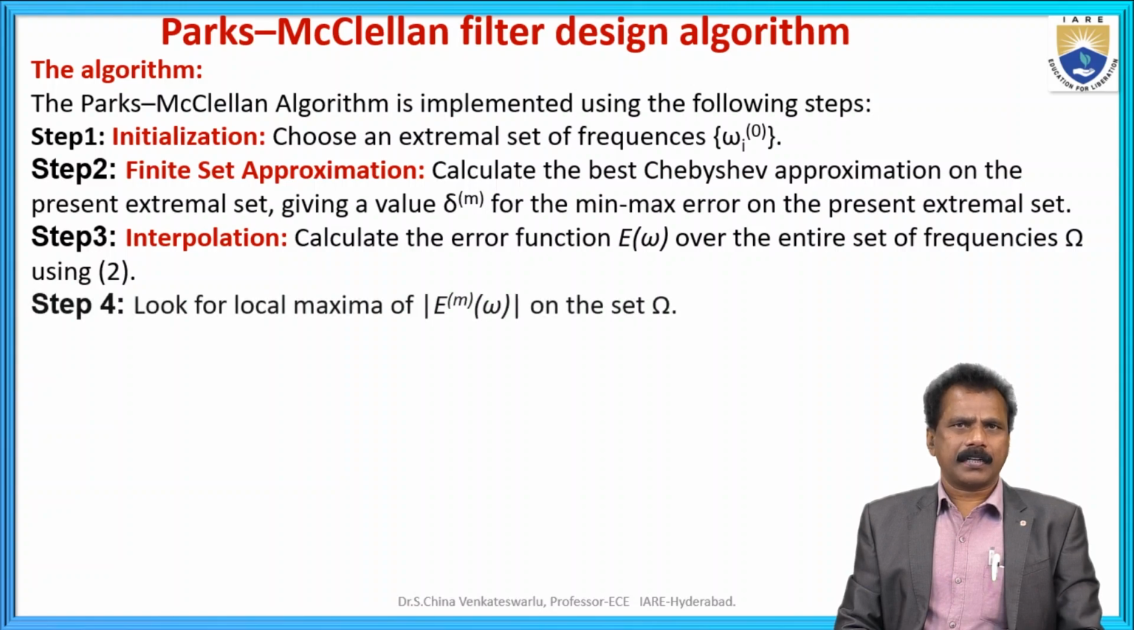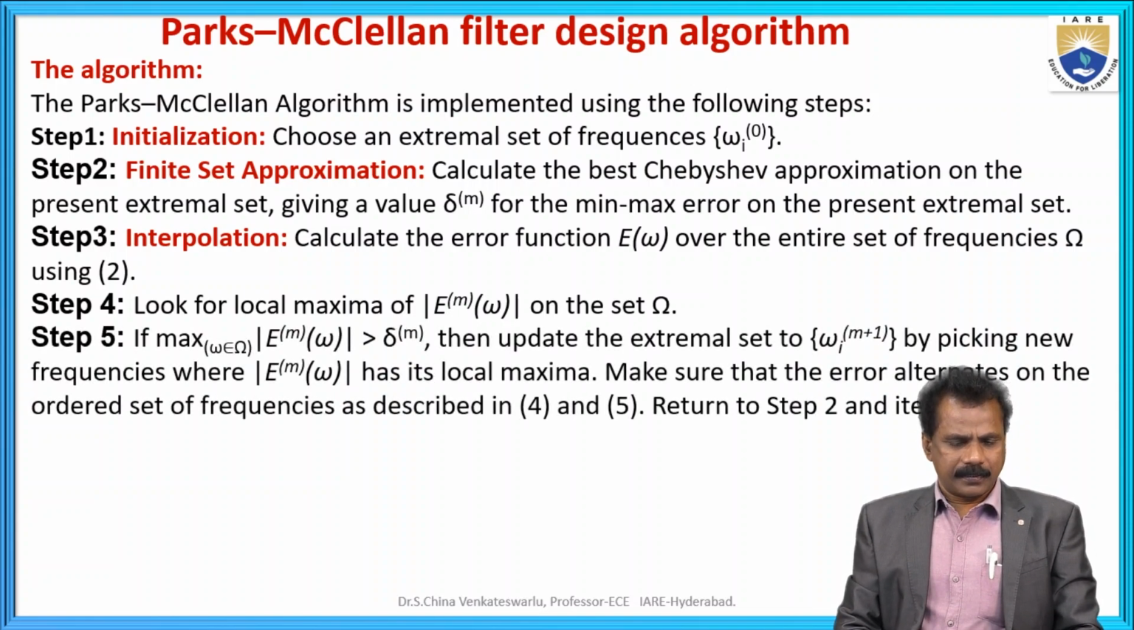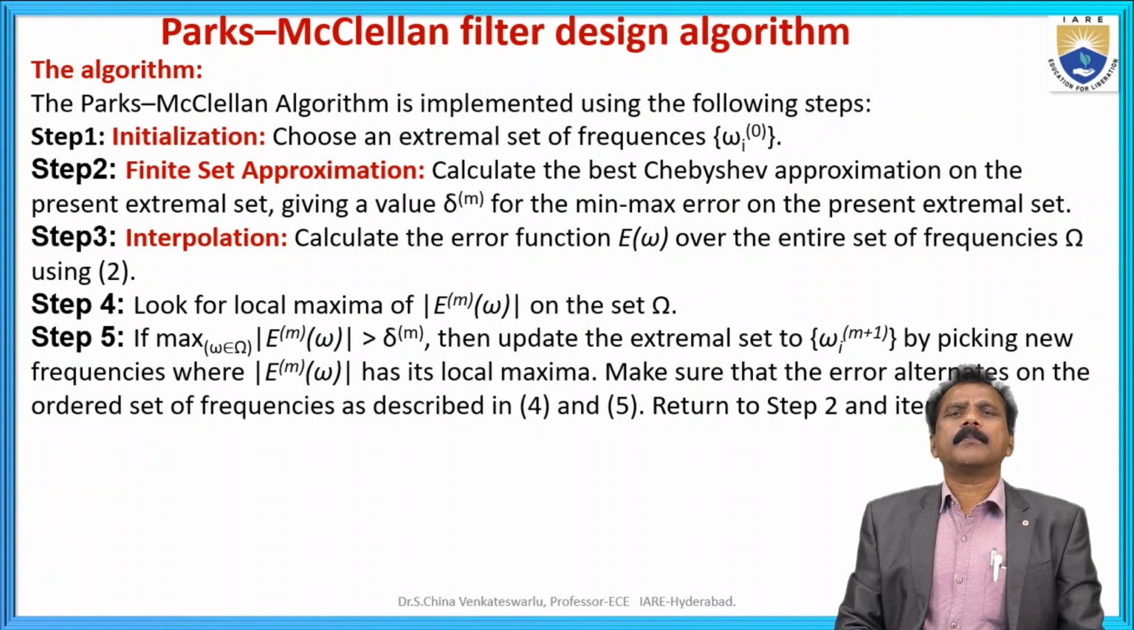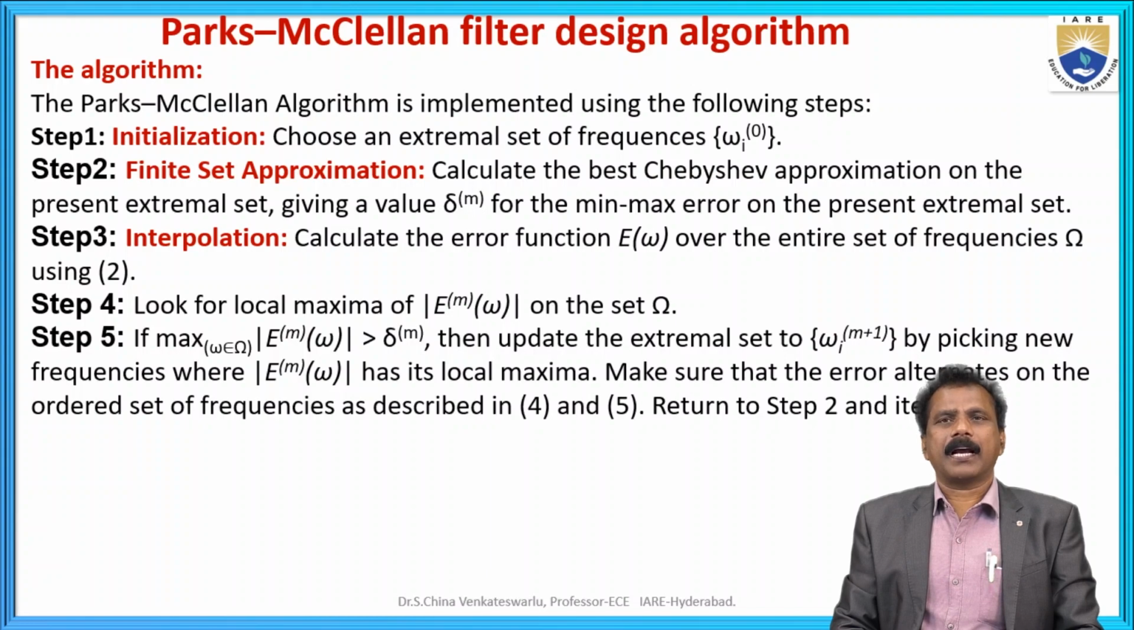Now coming to step 4, look for the local maxima of the magnitude of E m of omega over the set omega. Coming to step 5, if the maximum of the magnitude of E m of omega is greater than or equal to delta m, then update the extremal set omega i power m plus 1 by picking new frequencies where E m of omega has its local maxima.